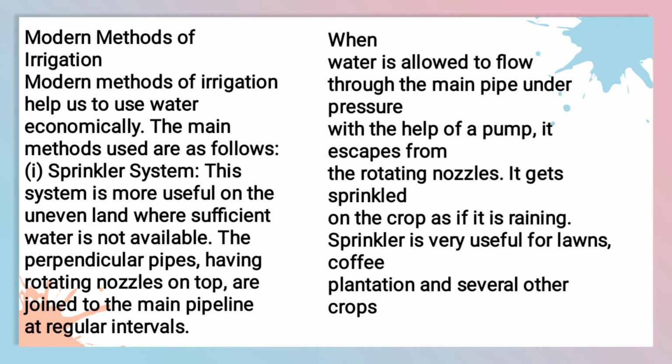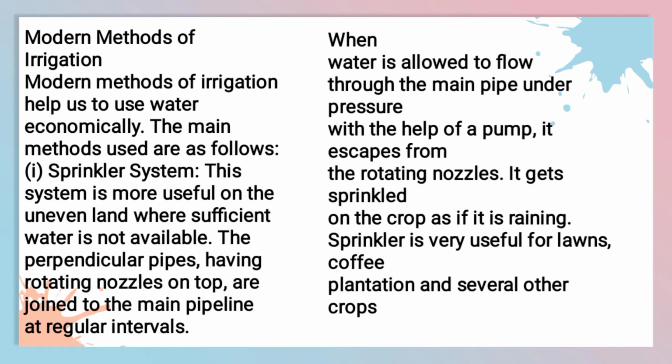Modern methods of irrigation. Modern methods of irrigation help us to use water economically. The main methods used are as follows. You have 2 methods in the modern methods of irrigation. First one is the sprinkler system and second one is the drip system. In the sprinkler system, this type of system of watering is used on uneven land and where water is not available. So a large amount of water is not available and the land is uneven.